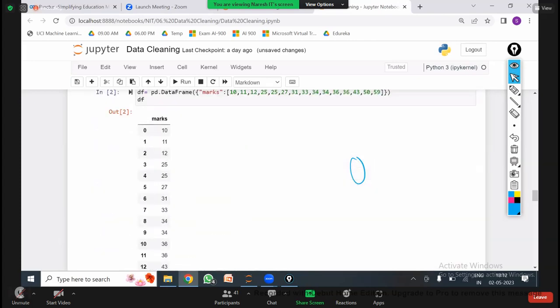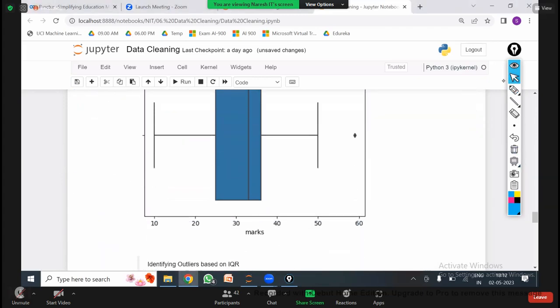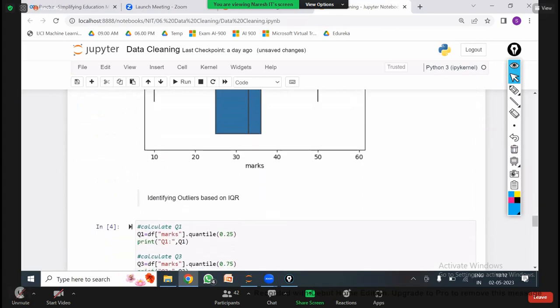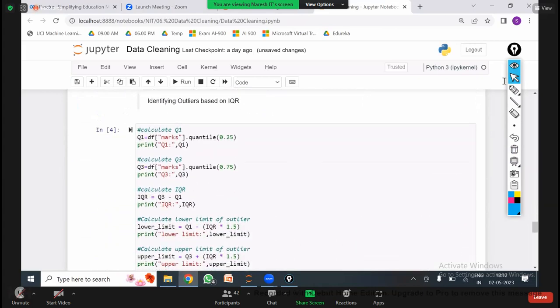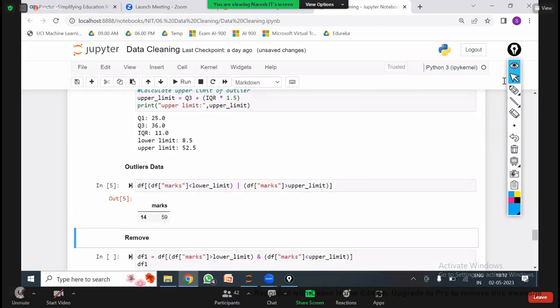So in the given data set, whichever data is more than 52.5 is an outlier. So in my data set, I identified the outliers using the box plot. The box plot works based on the IQR. Now I'm going to extract the data. Any value less than 8.5 or greater than 52.5 is considered an outlier, and this is the record. Only one outlier is there. Now what am I going to do with this outlier?